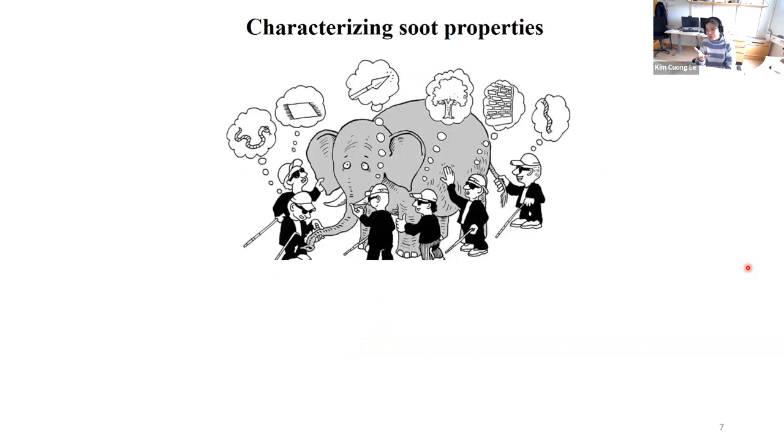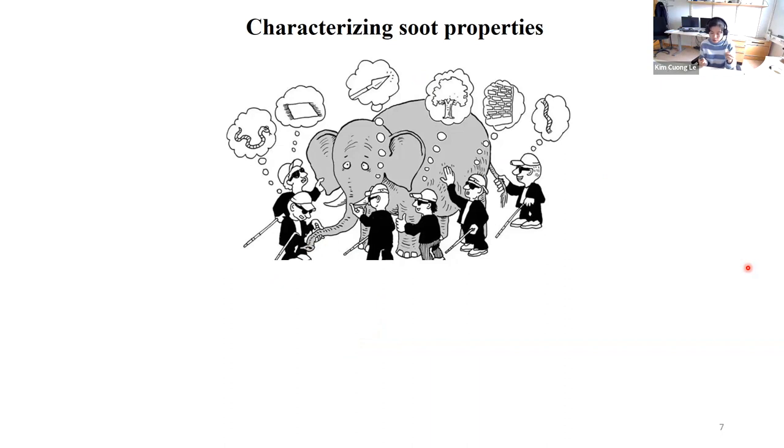Maybe all of you heard this story when you were a child, the blind man and the elephant. It's the same in our case. In order to study soot, which we don't fully know, we can use different tools and look at it from different angles.